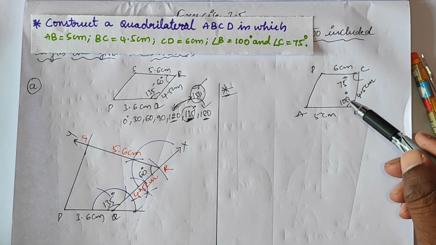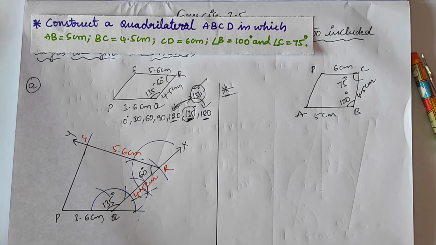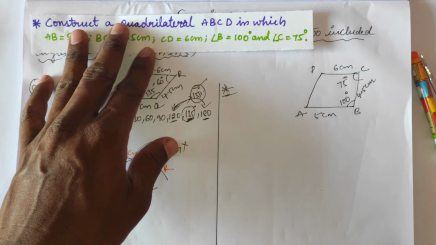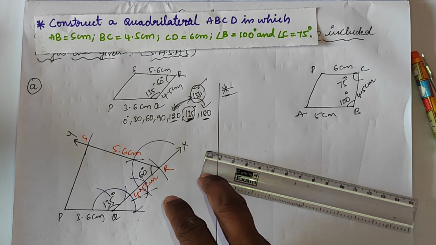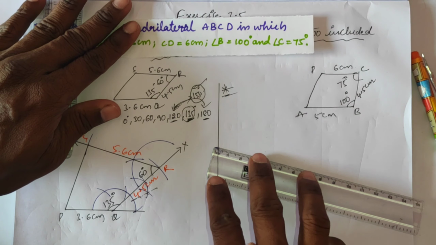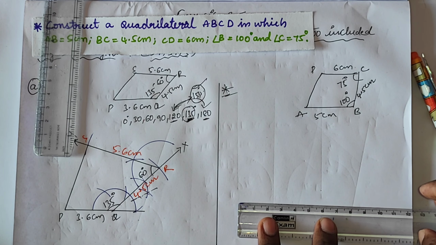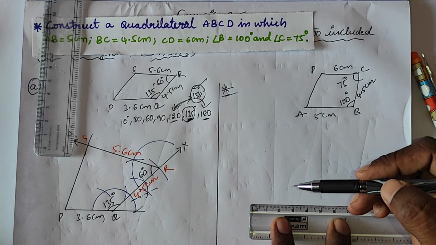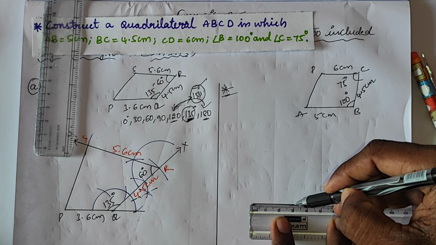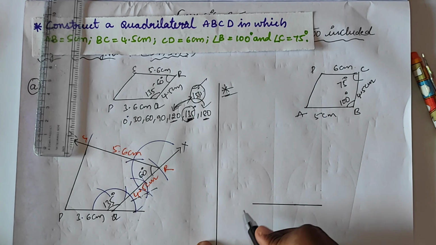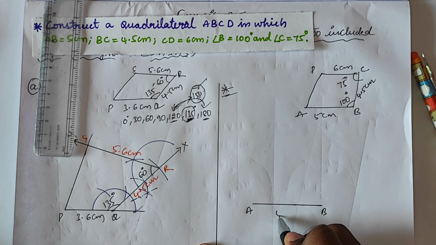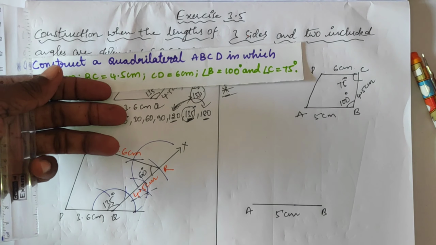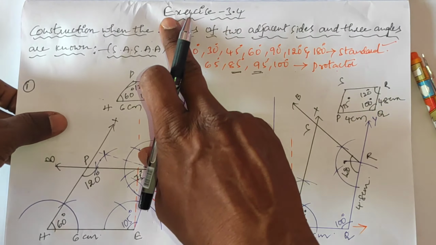Now based on this one, we'll construct a quadrilateral ABCD here. Okay, first taking base as 5 centimeters. Base AB is equal to how much? 5 centimeters.